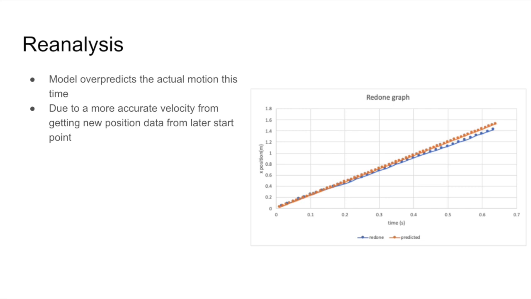This is the reanalyzed data and the model based off the velocity calculated from it. This time the model overpredicts the position of the ball, which is a more realistic result. I think this is a more accurate data set and model because I started gathering data when the ball came to speed.